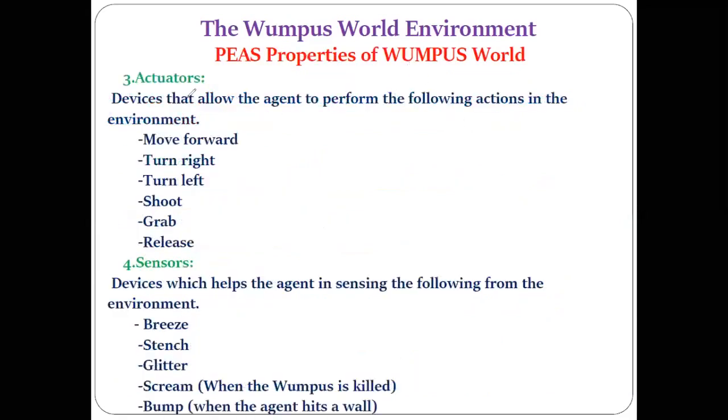Next, importantly, we have the actuators. As we have described, the PEAS properties, in that first we discussed the performance measures. That is done. Second is the environment. And next we have the A for the actuators. Now, what do you mean by the actuators? Tell me. Already I told you in some previous lectures. Why are the actuators needed in case of robots? For movement.